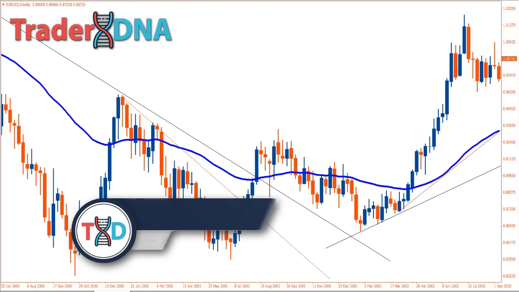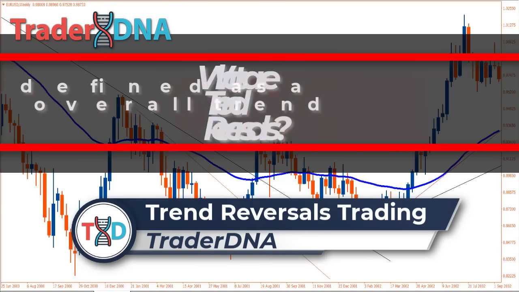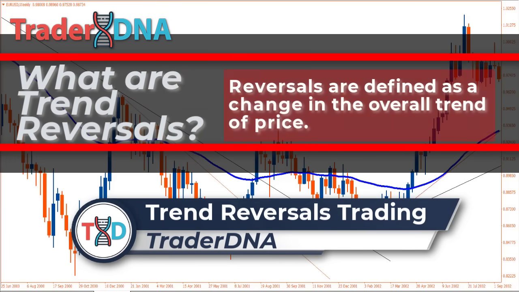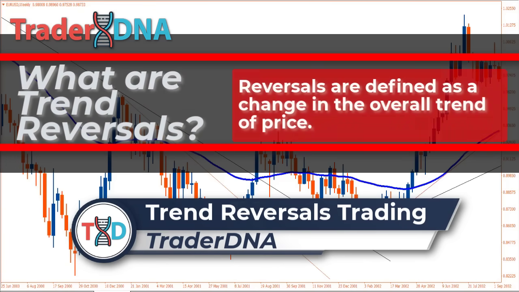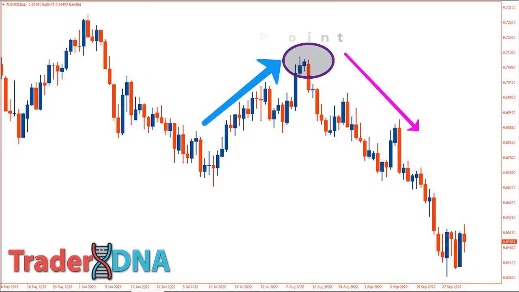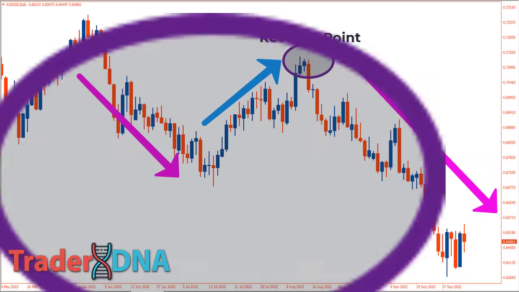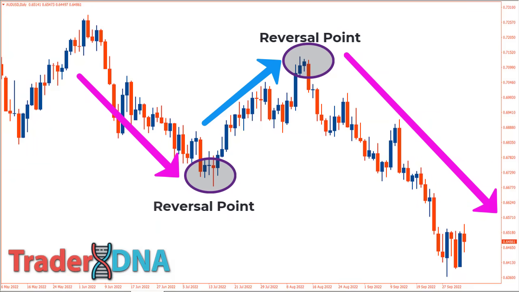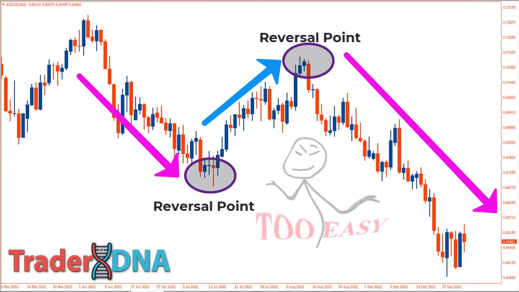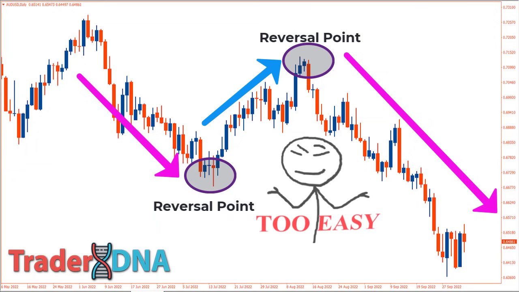Trend reversals trading. What are trend reversals? Reversals are defined as a change in the overall trend of price. When an uptrend switches to a downtrend, a reversal occurs. When a downtrend switches to an uptrend, a reversal also occurs. Here's how a reversal looks like. Easy enough? So, let's move on.